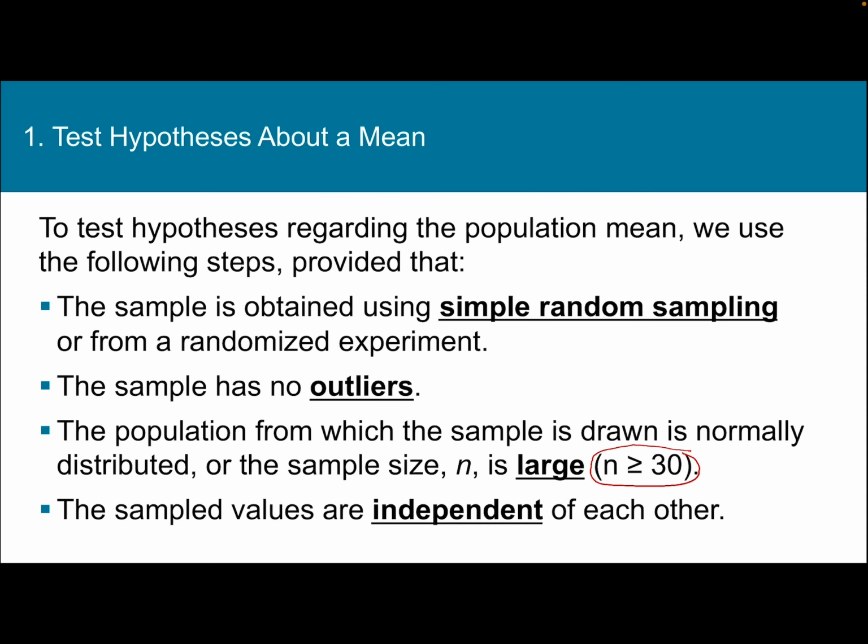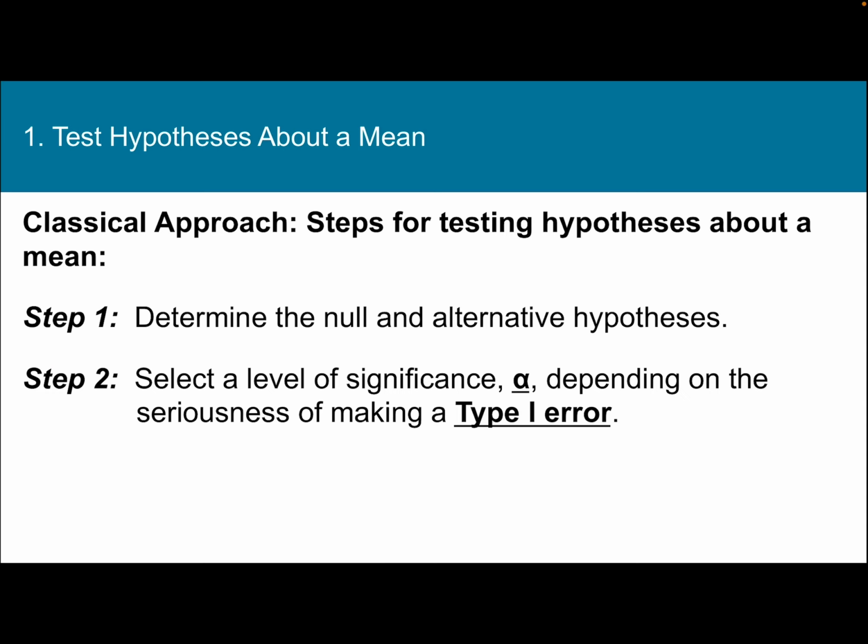This brings us to the top of page 3. Here are our steps for carrying out a hypothesis test using the classical approach. And again, we'll be focusing just on that classical approach. First, find your null and alternative hypotheses. Second, select a level of significance. Now, this alpha will be given to you in the problem.